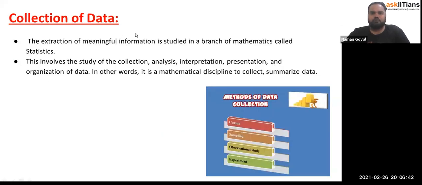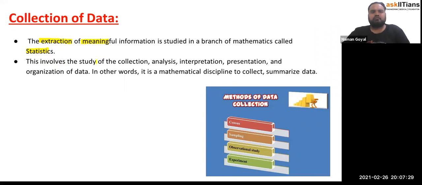What is the meaning of collection of data? The extraction of meaningful information is studied in a branch of mathematics called statistics. So basically, statistics is a branch of mathematics in which we learn how we extract meaningful information. We have so much information, so how do we extract the information which is meaningful, or which can be used. This is the definition of statistics. We are going to learn this topic from the basic to advanced level.